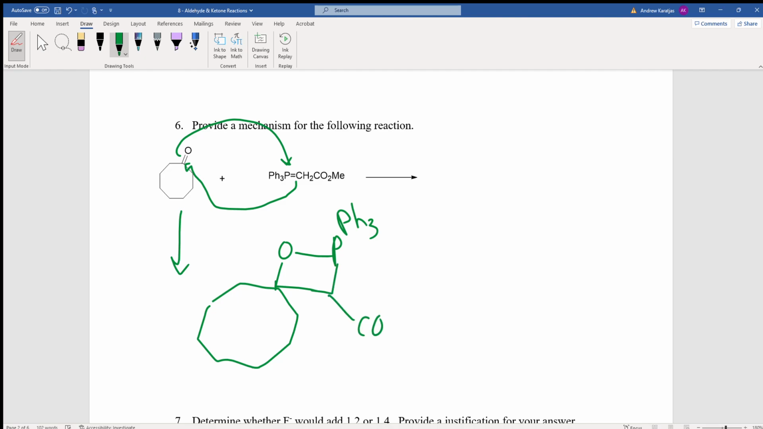That forms the four-membered ring that we see in a Wittig reaction, known as the oxaphosphetane intermediate. And the second and final step of the Wittig mechanism is that four-membered ring breaks apart, makes the triphenylphosphine oxide byproduct, along with the new alkene.